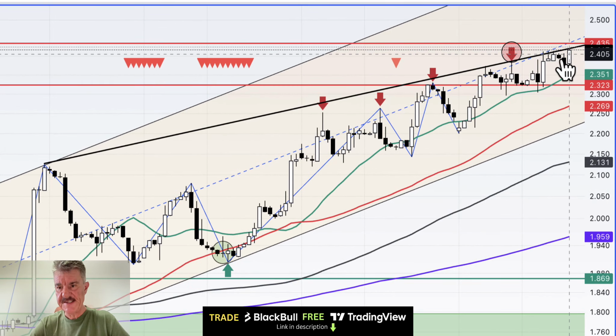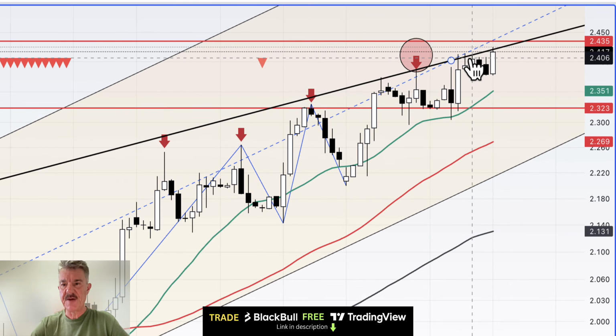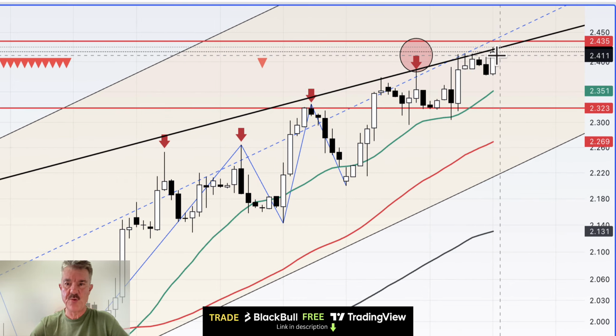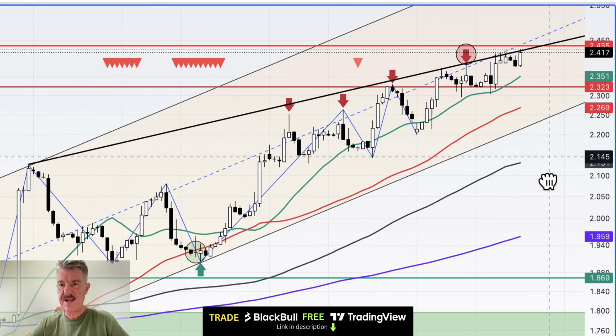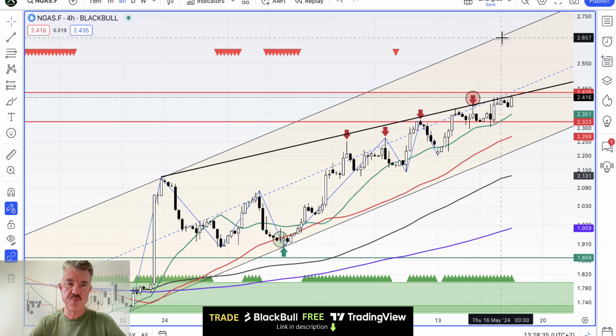We're at the top of this rising wedge, which is a bearish pattern. That's where we sold. So we're a couple of cents out of the money, not much, and we're at the top of this rising wedge, or this ascending wedge. Bear in mind that we might need to get up to the top of this channel before moving down, and that could take us up to 2.66.